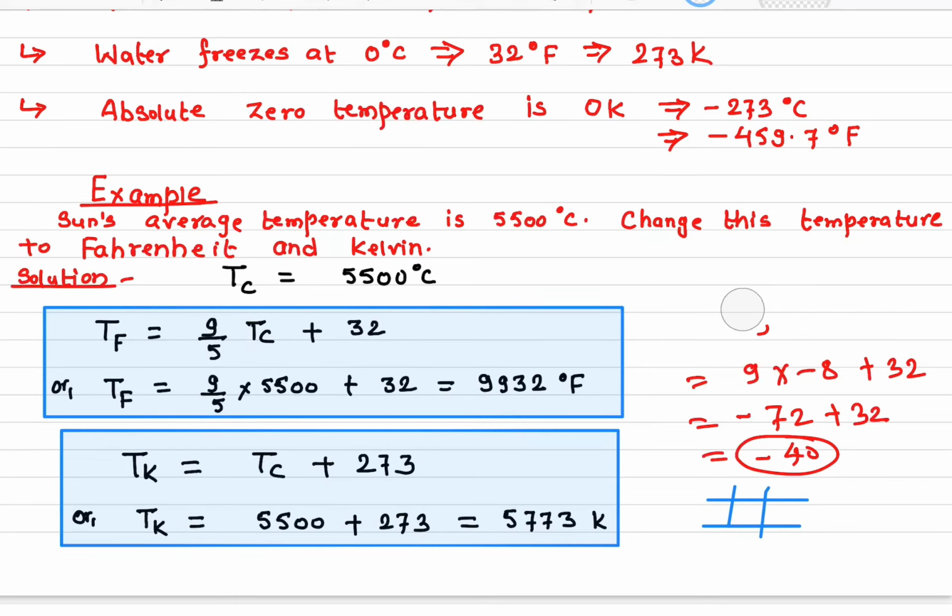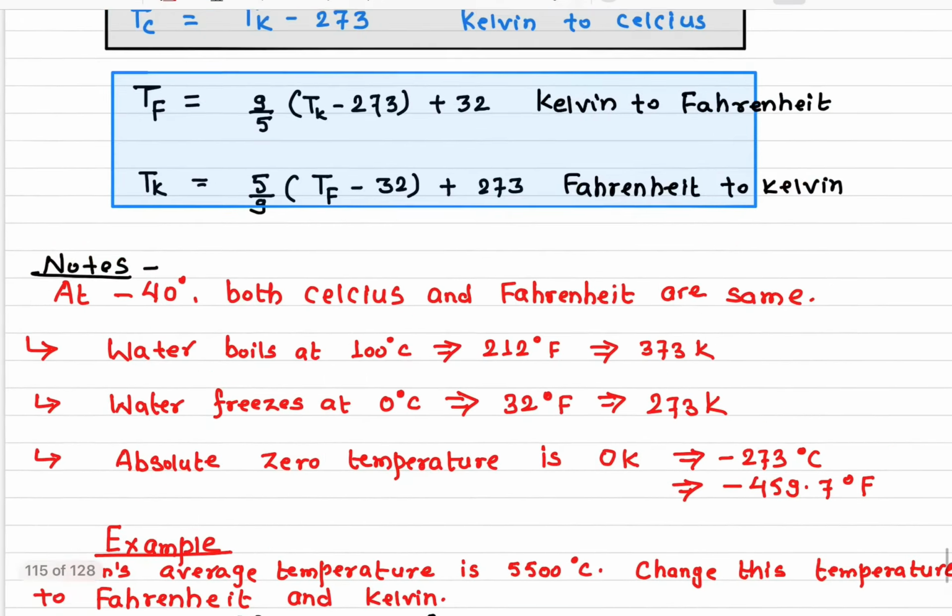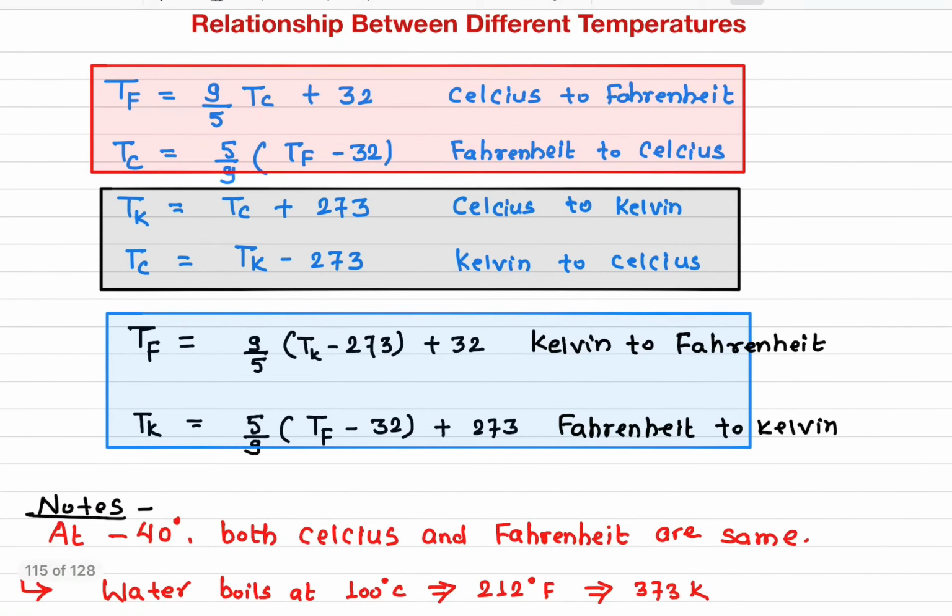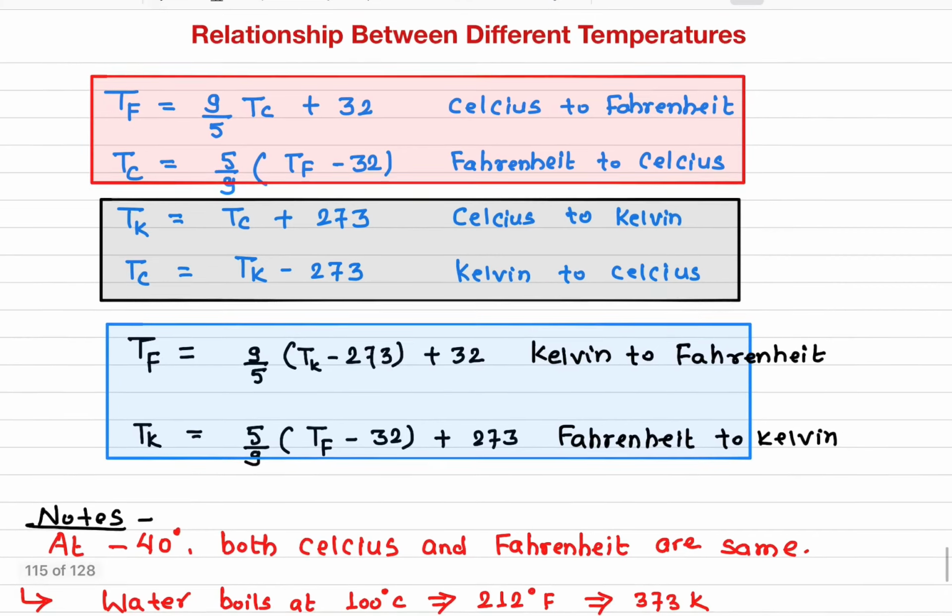So this is it for this video, and it is pretty straightforward, mostly algebra. Just remember a few equations. If you remember these two equations, then you can derive the other equations.